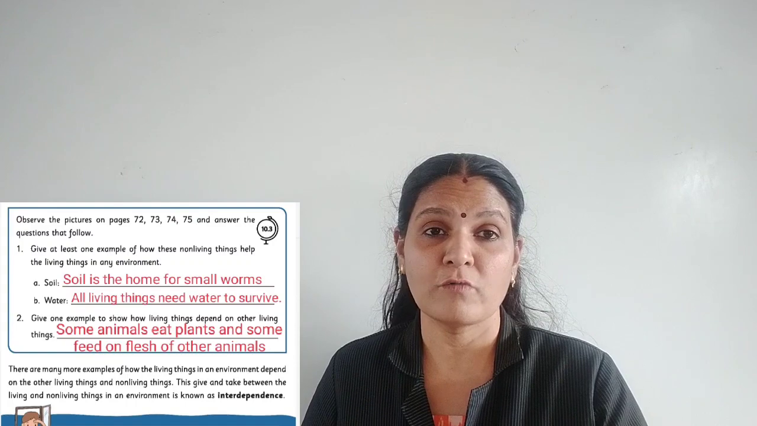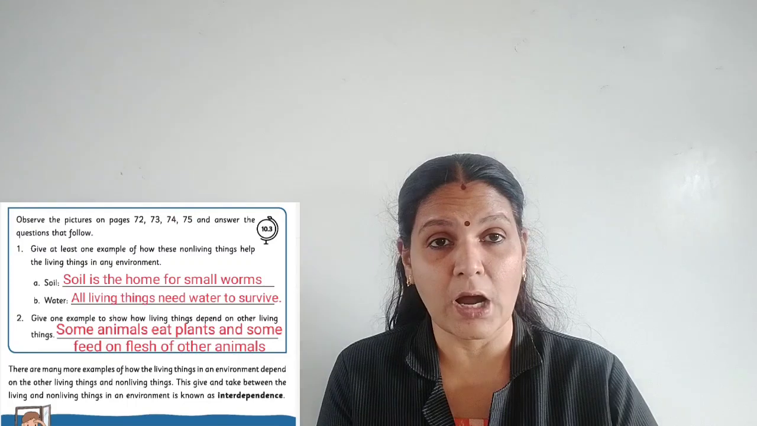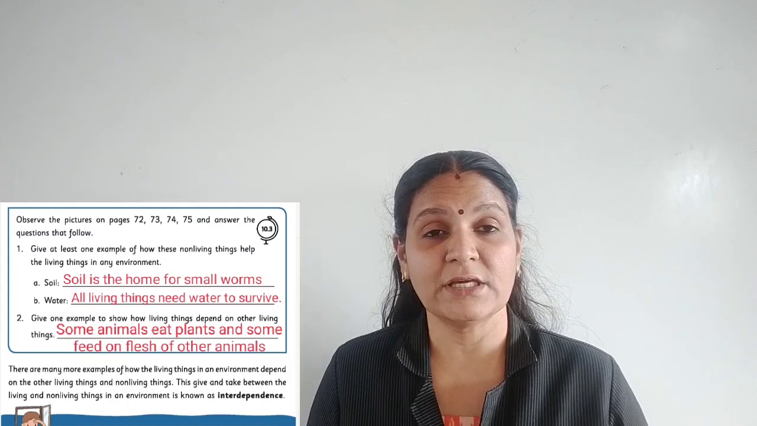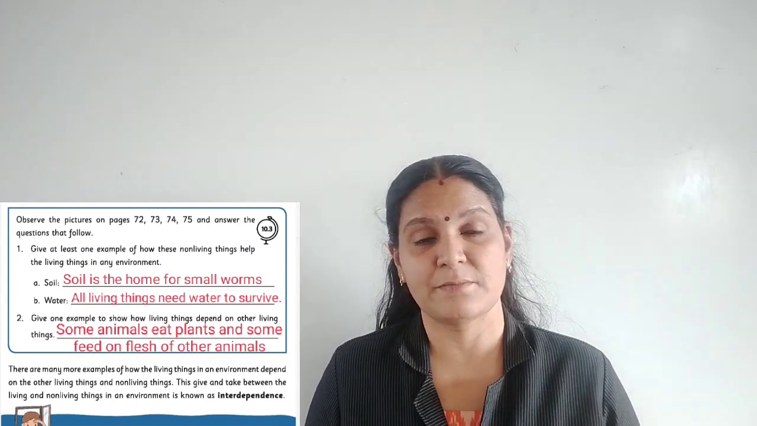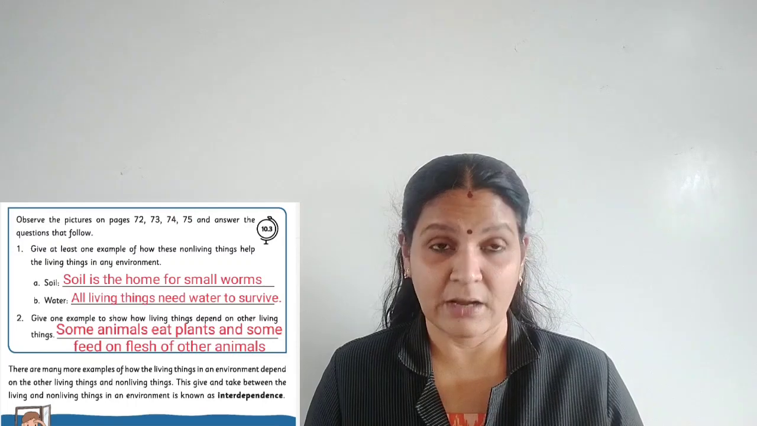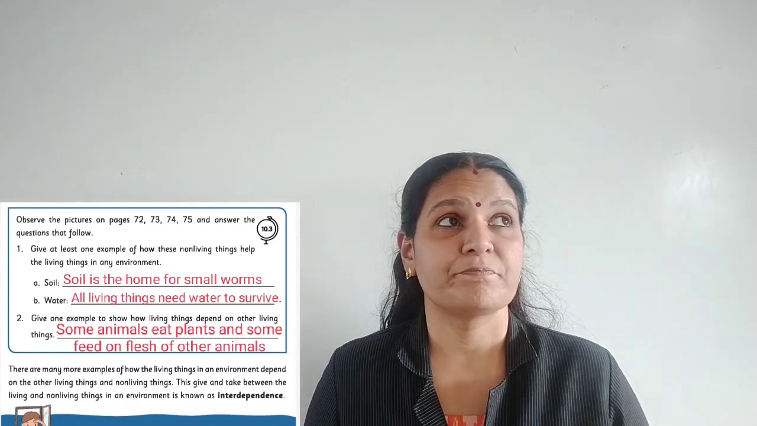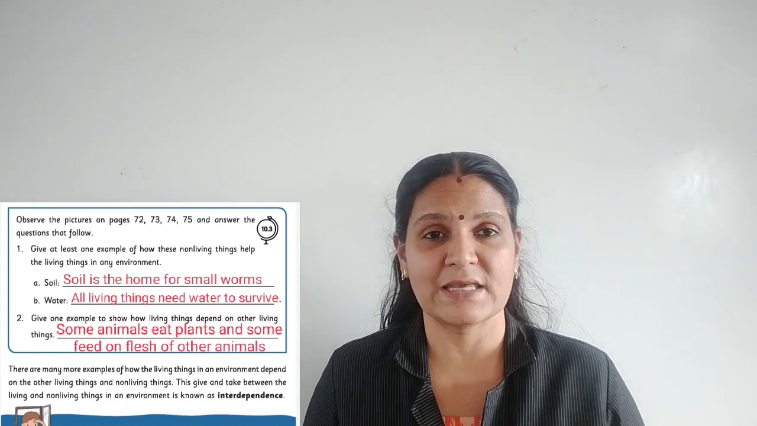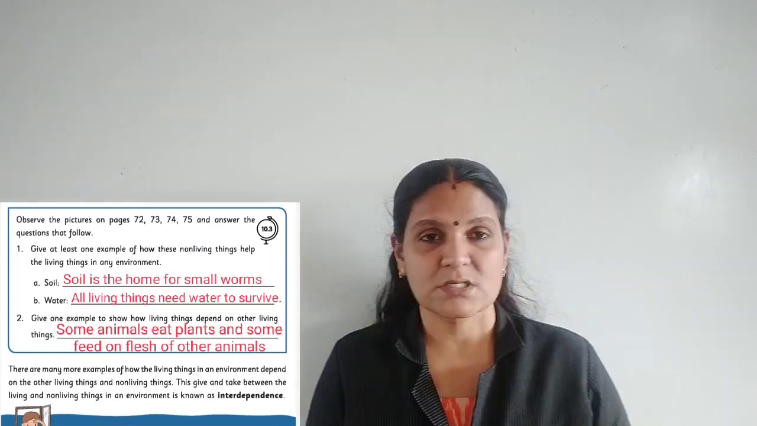So it is a home for all these animals. What about the second question? One example to show how living things depend on other living things. എങ്ങനെയാണ് ഒരു ലിവിങ് തിങ് ഇനിയൊരു ലിവിങ് തിങ്ങിനെ ഡിപ്പെൻഡ് ചെയ്യണം, അതിൻ്റെ ഒരു എക്സാമ്പിളാണ് നമ്മൾ ഇവിടെ എഴുതാൻ പോകുന്നത്. So many examples are there. You can write any one like humans eat fish, hens eat worms in the soil, animals like goat, they eat plants. So any one of these examples you can write it here. So this is the activity.